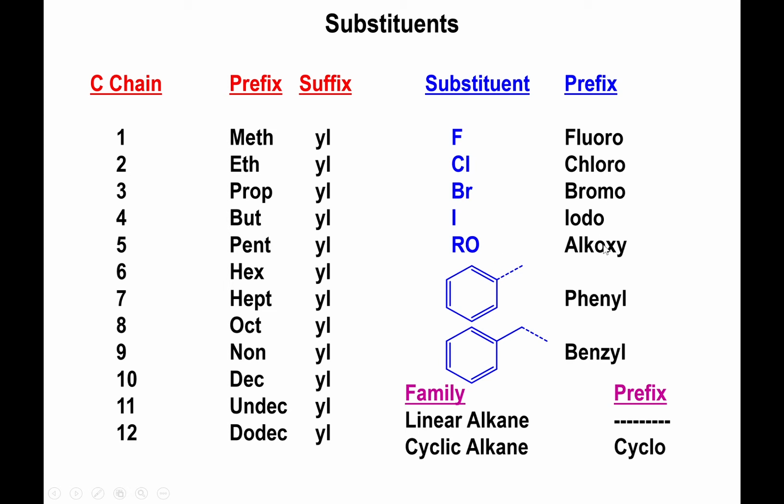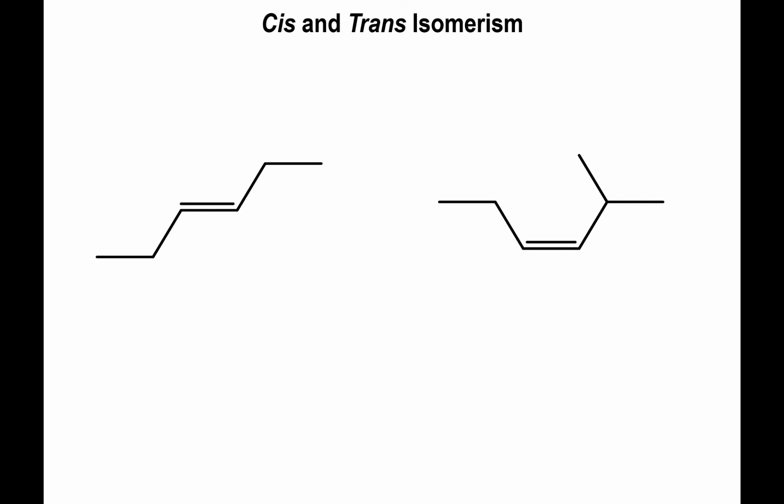Your ether linkages are alkoxy, and then you have phenyl and benzyl linkages as well. Now, in addition to all this, there is a feature in association with alkenes that needs to be mentioned at this point. If we look at these molecules, in one instance, in respect to the double bond, we have an alkyl chain going in one direction and going in the opposite direction on the opposite end of the alkene. So we have one going down, one going up. Whereas here we have two things going in the same direction. One goes up, the other one also goes up.